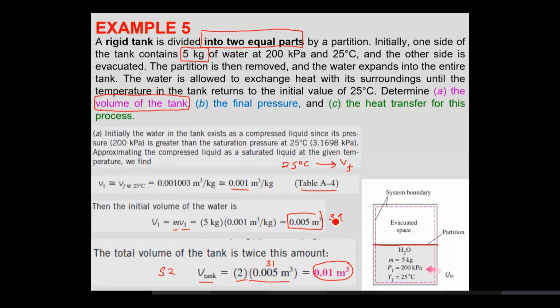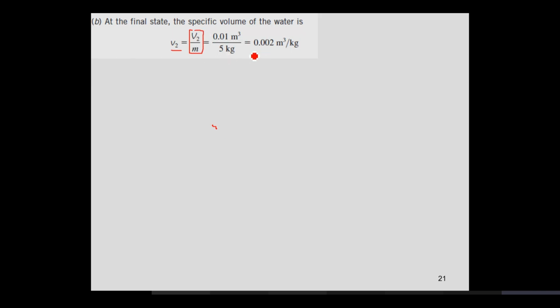And if the final volume is known to you, can you find out the specific volume associated with this? Since the mass remains constant, the specific volume at state 2 would be V2 divided by the mass, which is 5 kg. So this is your specific volume at the final state. Clear enough?